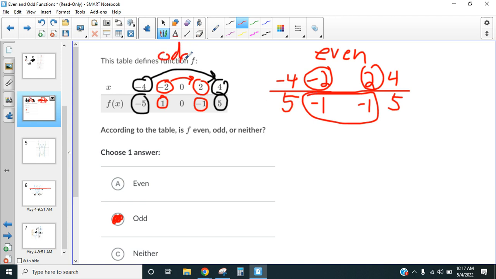This one's odd. When you think of this row as y's instead of f of x, I think it can help you visualize it a little better.